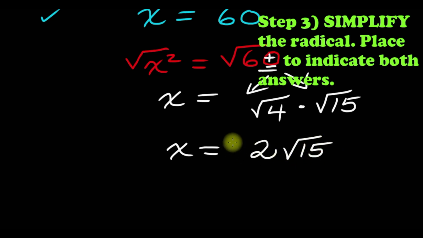Okay, and then don't forget to put the plus or minus to indicate that you have a positive 2 square root of 15 and you have a negative 2 square root of 15. So this takes us to the end of this lesson.